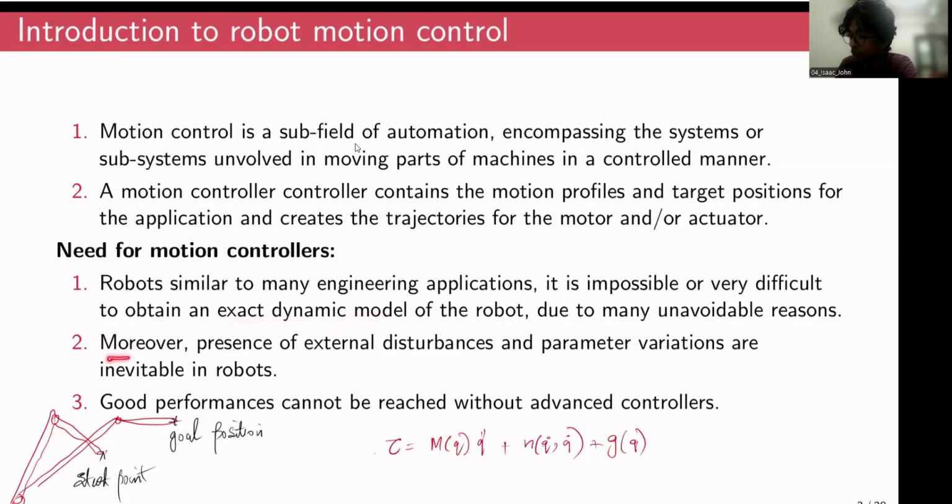Then the second point is, moreover, the presence of external disturbances and parameter variations are inevitable in robots. So external disturbance. For example, if a robot is actually asked to execute a trajectory carrying a specific payload, due to external disturbances, maybe it could have some unprecedented interactions or contacts in the form of an external disturbance. Those things cannot be accommodated in real time.